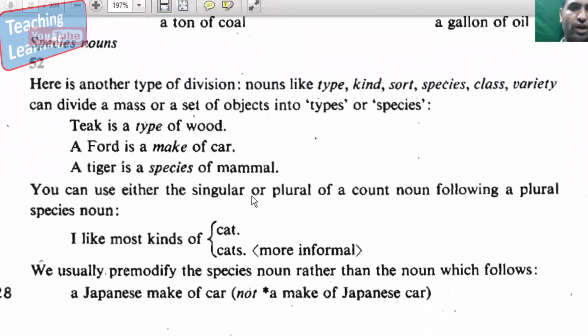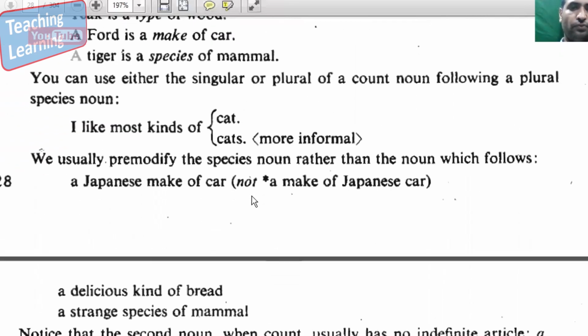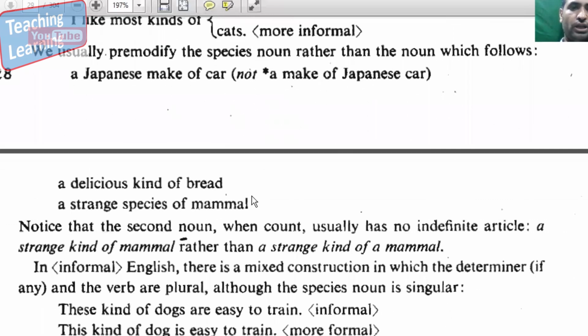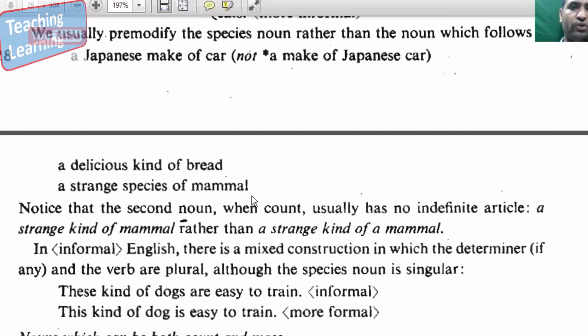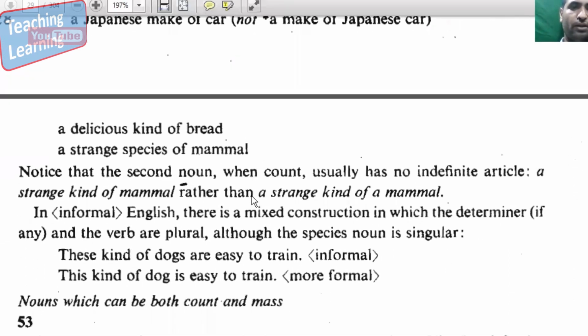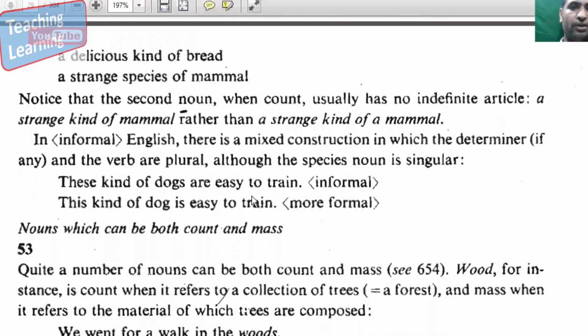These are other examples. I like most kinds of cats. A delicious kind of bread, a strange species of mammal. In informal English, "these kind of dogs are easy to train." Now for formal, "this kind of dog is easy to train."